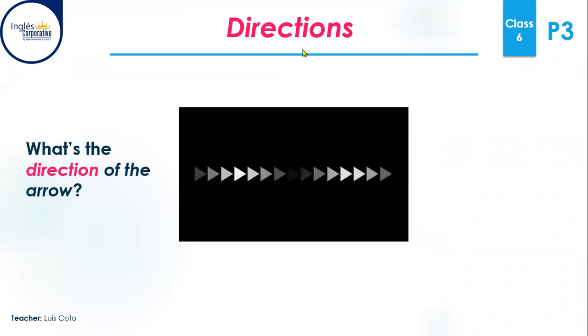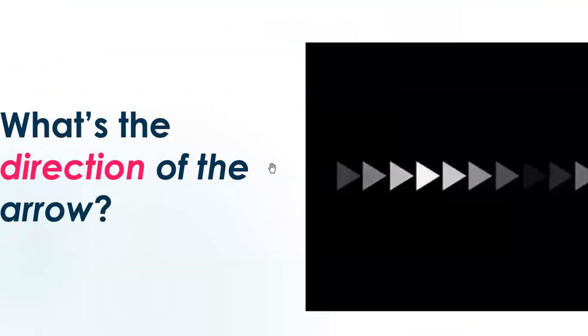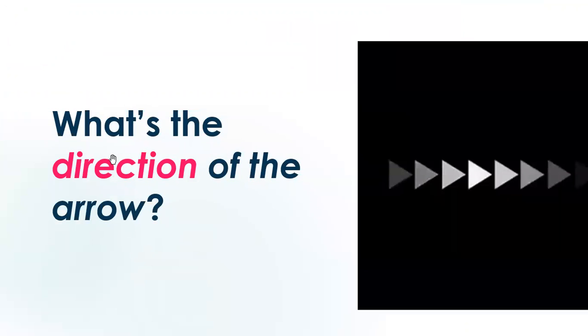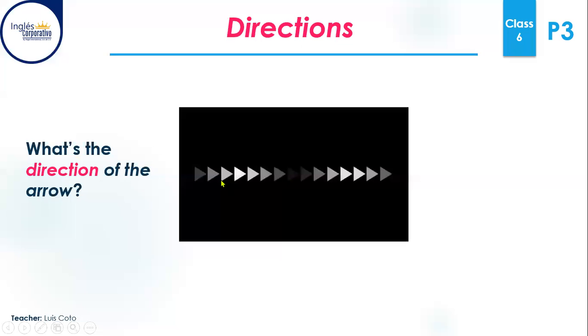All right, let's see next. The topic of today is directions. What is the question? Can you read it? What is the direction of the arrow? The arrow is to the left. Left is opposite to this direction. What is left? And what is the direction of this arrow? The opposite. The direction is to the right.